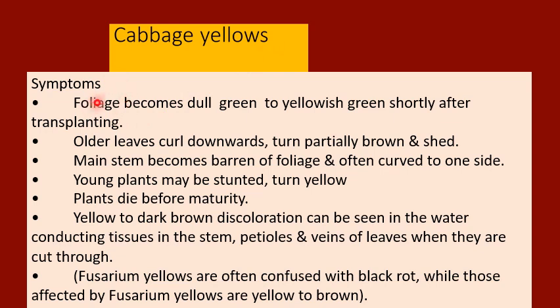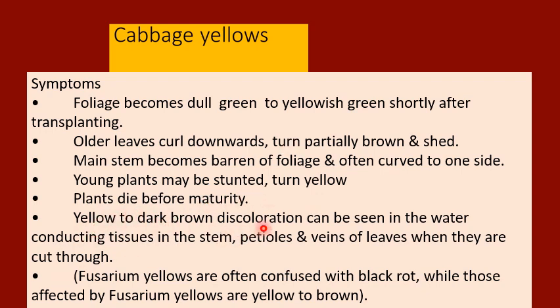Actually here the foliage becomes dull green to yellowish green shortly after transplant. Then the leaves turn yellow. All the leaves curl downward, turn partially down and shed. Then the main stem becomes barren of foliage and often curved to one side, with the leaves curved to one side. Young plants may be stunted and turn yellow. Then plants die before maturity.